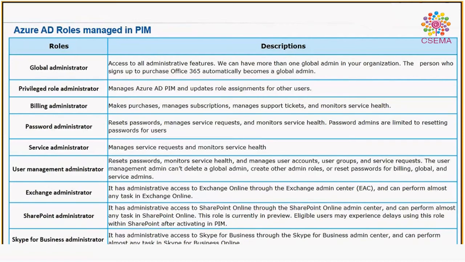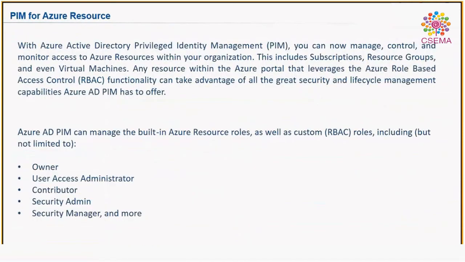PIM for Azure resources. With Azure Active Directory Privileged Identity Management, you can now manage, control, and monitor access to Azure resources within your organization. This includes the subscription, Azure groups, or even virtual machines. So any resource within the Azure portal that leverages the Azure role-based access functionality can take advantage of all the great security and lifecycle management capability Azure AD PIM has to offer, right? Azure AD PIM can manage built-in Azure resource roles as well as custom RBAC roles, which include owner, user access contributor, user access admin contributor, security admin, security manager, and more.